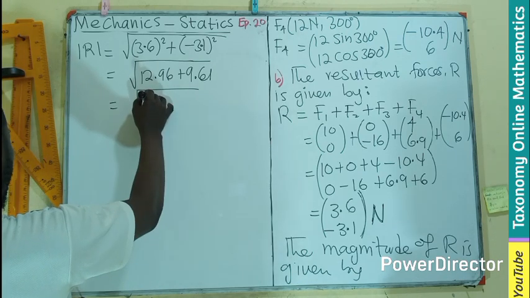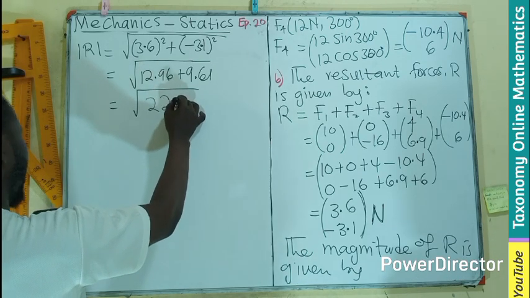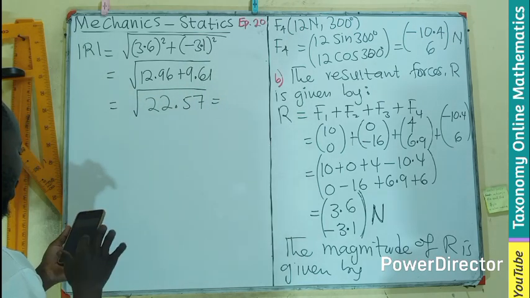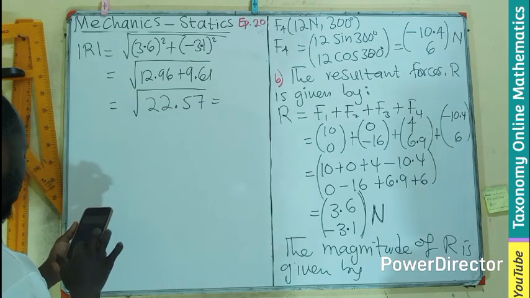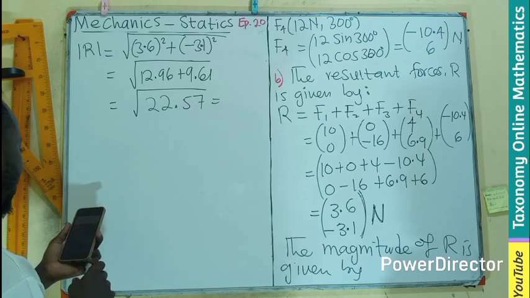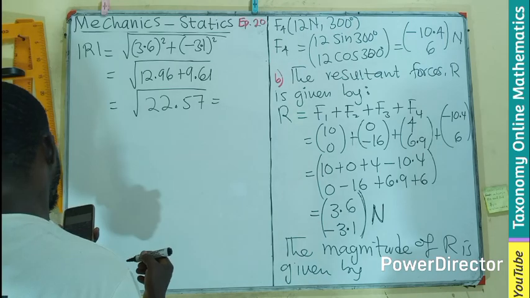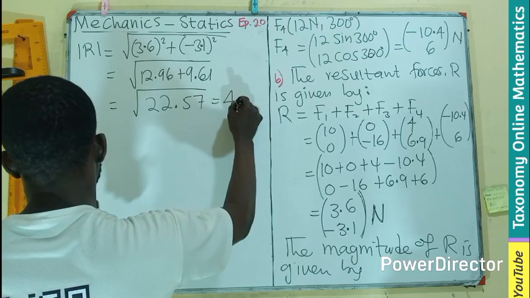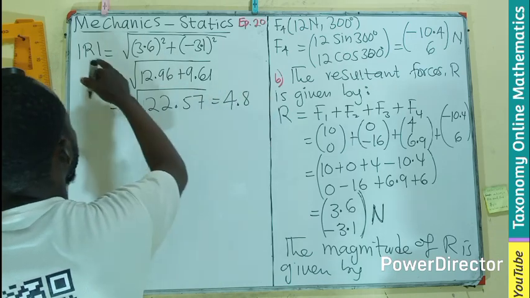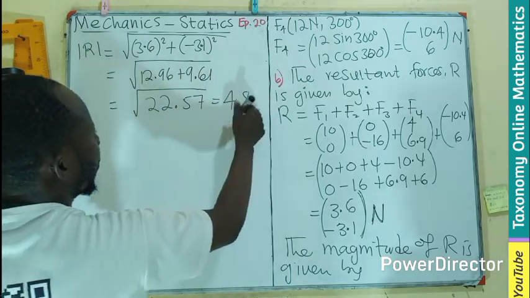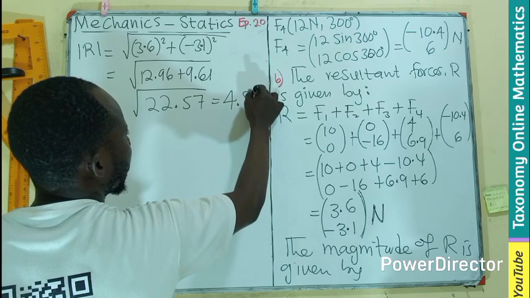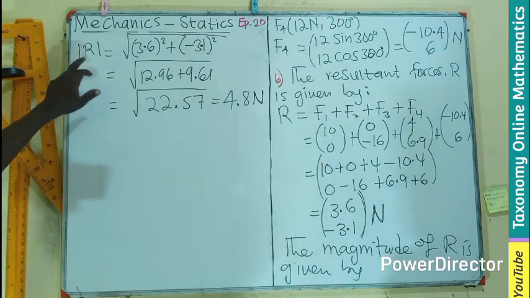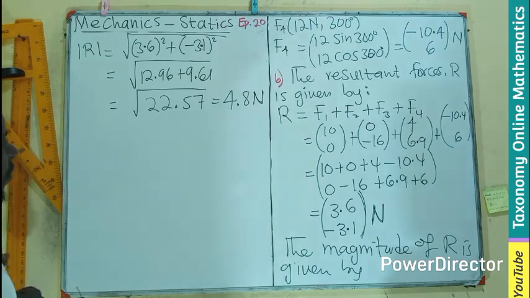So this will give you 22.57. Let's put this under the root and see. 22.57, that will be giving you, let's do one decimal please, 4.8. So the resultant is 4.8 Newton. So this is going to be the magnitude of the force. Then looking for the direction.